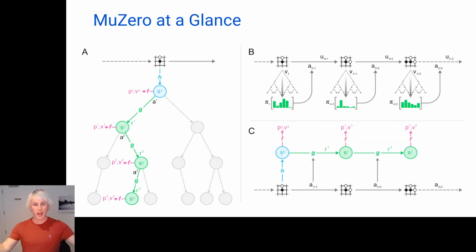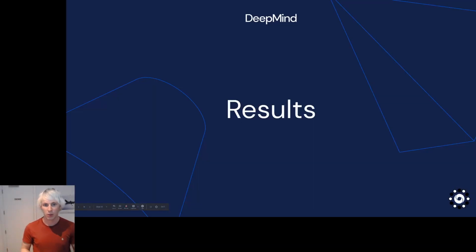Now, here you have the whole of MuZero at a single glance. On the left, how we use the learned model to build a search tree. On the right, how we then use the search to generate trajectories, and how we can train our learned model from those trajectories. Now let's look at a few results. Let's look at how well this actually all works in practice.